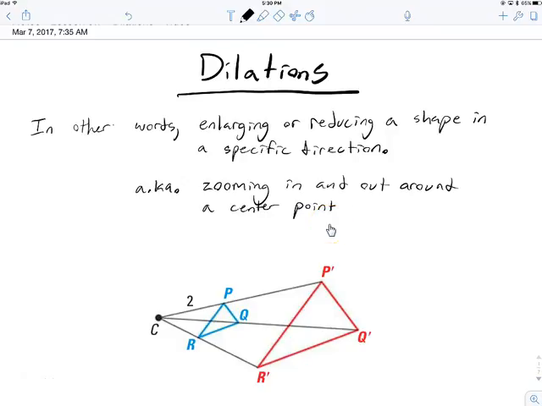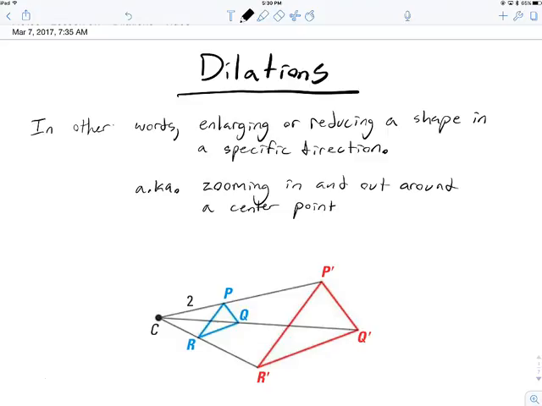Okay, today we're talking about dilations. And really the big picture of this is enlarging or reducing a shape, as we talked about with similar shapes, and there's a scale factor. The big difference here with dilations is it happens in a specific direction or about a specific center point.